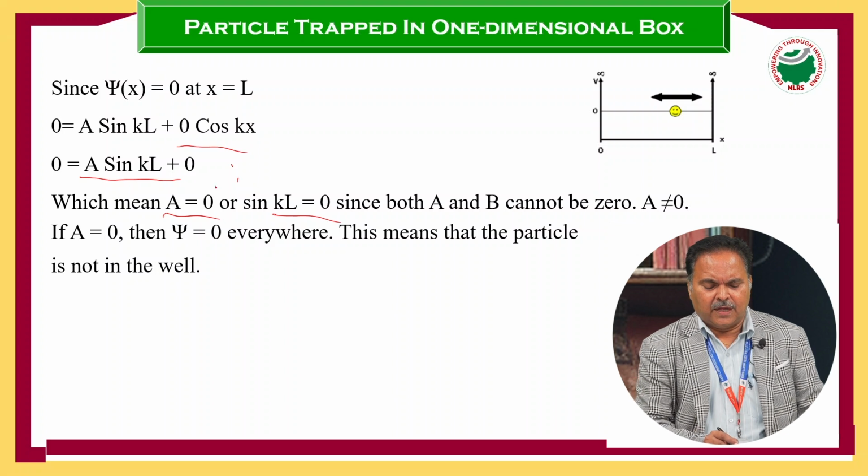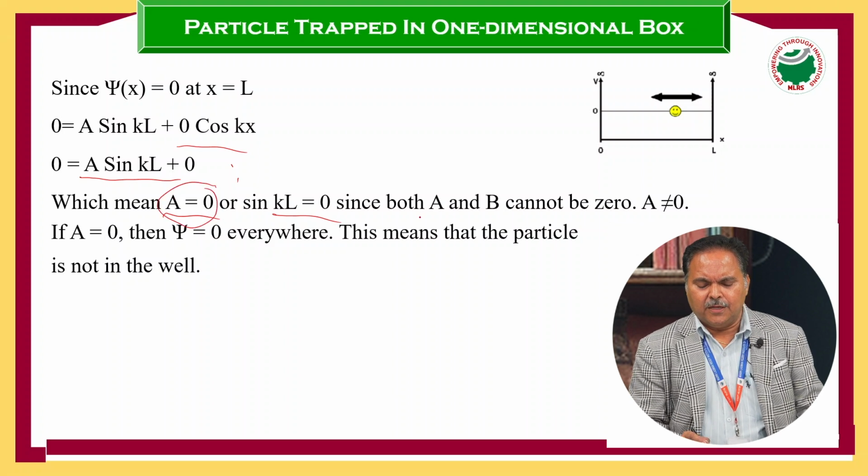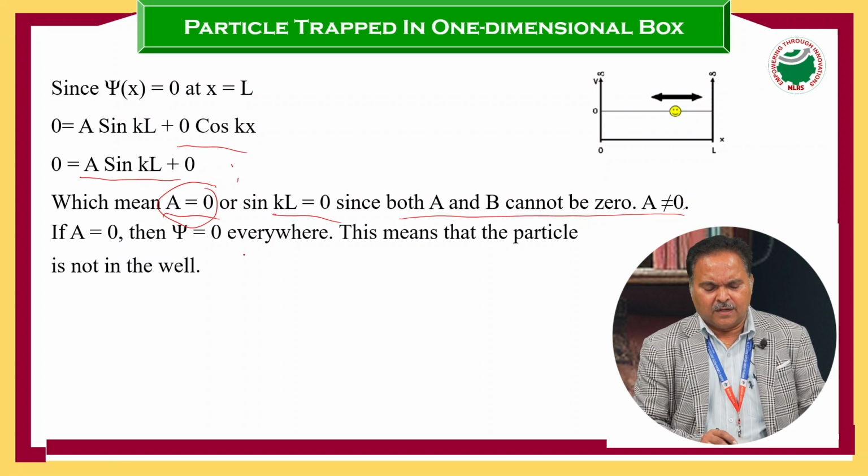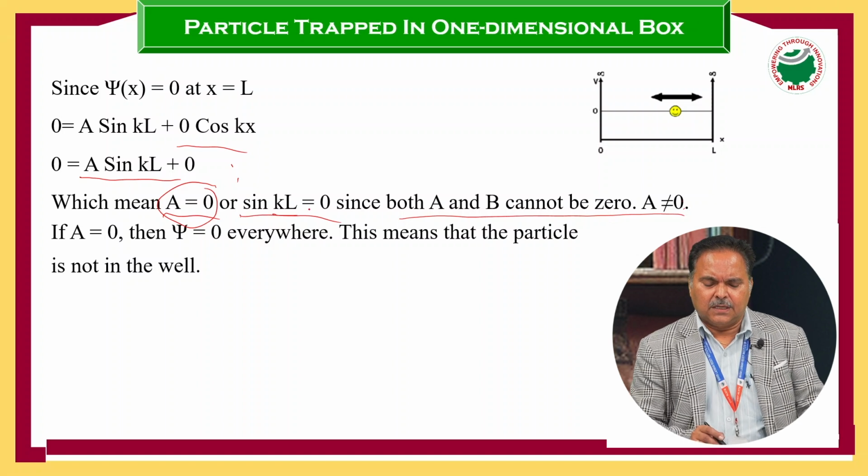If a is equal to 0, then both a and b are 0, and we cannot say anything about the wave function. So a is not possible to be 0. That means a is not equal to 0, which is one observation we required. Then sin kL may be 0, because sin kL equals 0 is a possibility.